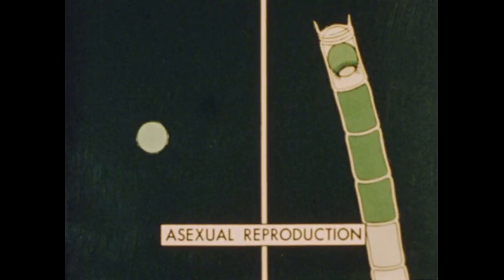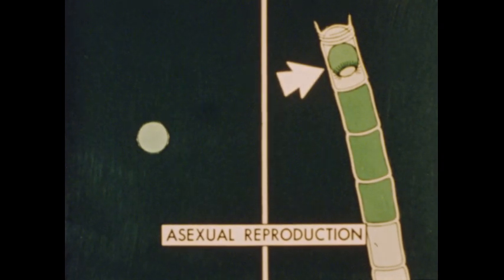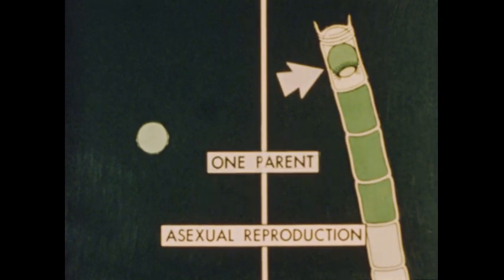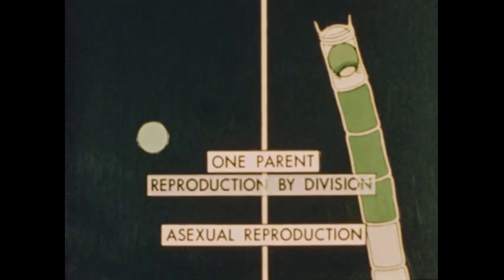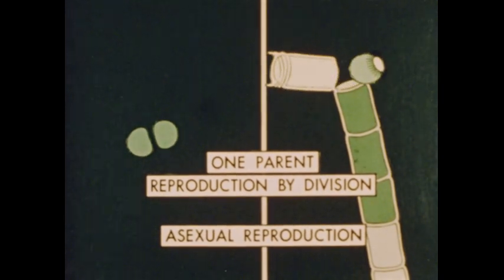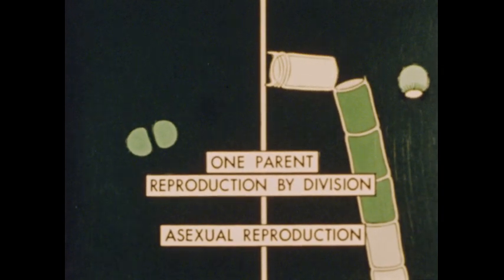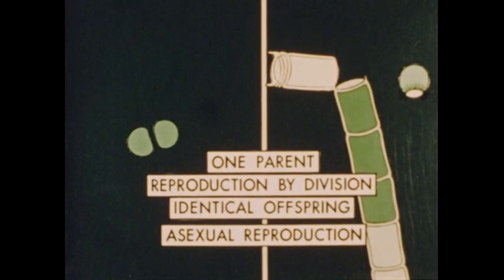We have seen two examples of asexual reproduction, in a simple and in a more complex plant. In each example, there was only one parent. Reproduction was accomplished by the division of some of the living matter of the plant. And each new plant grew into an identical offspring of the parent. There is another way in which plants can reproduce.